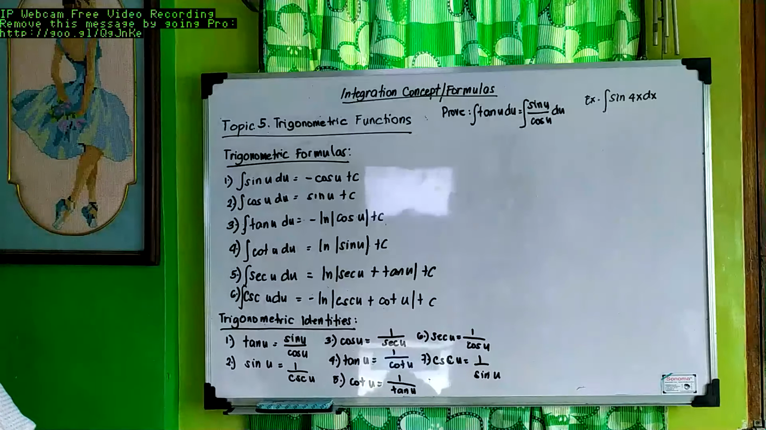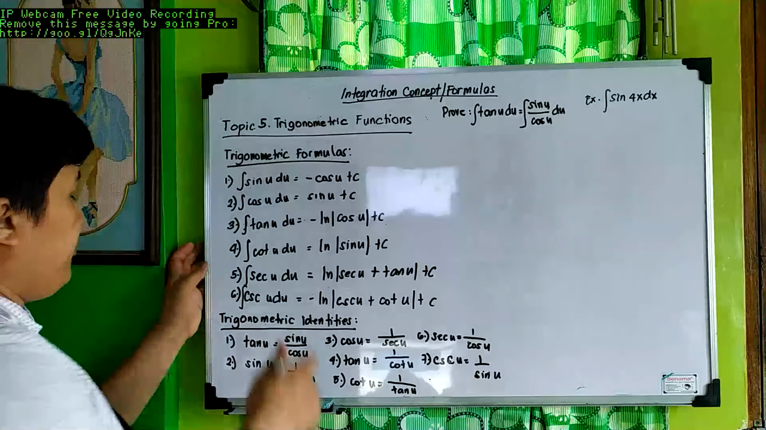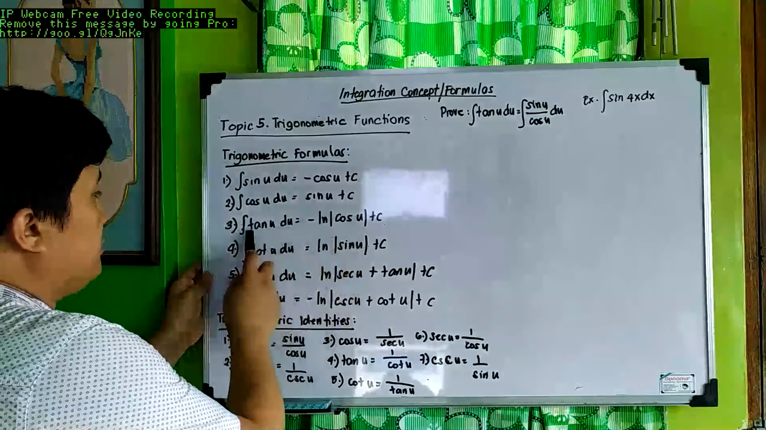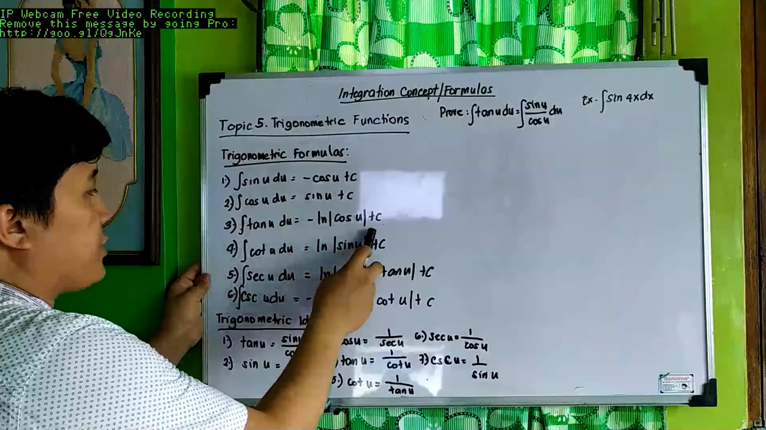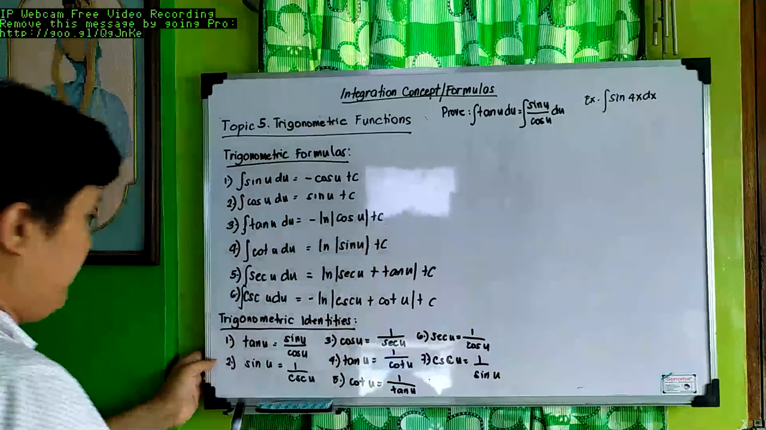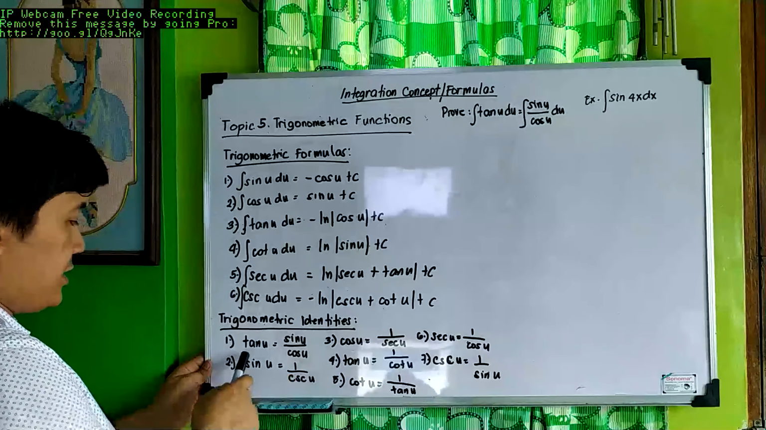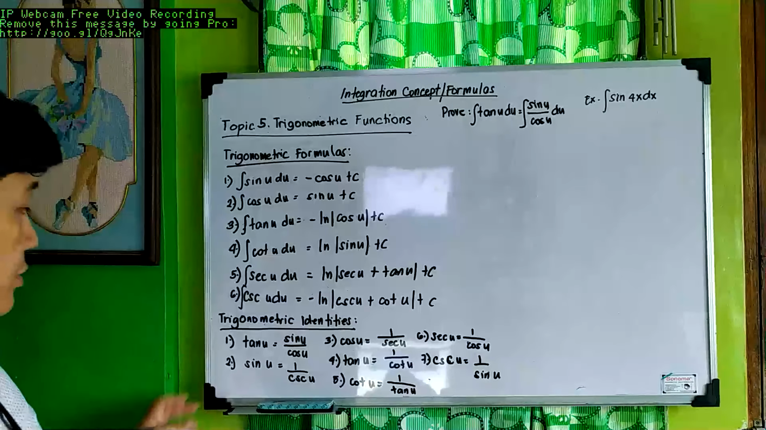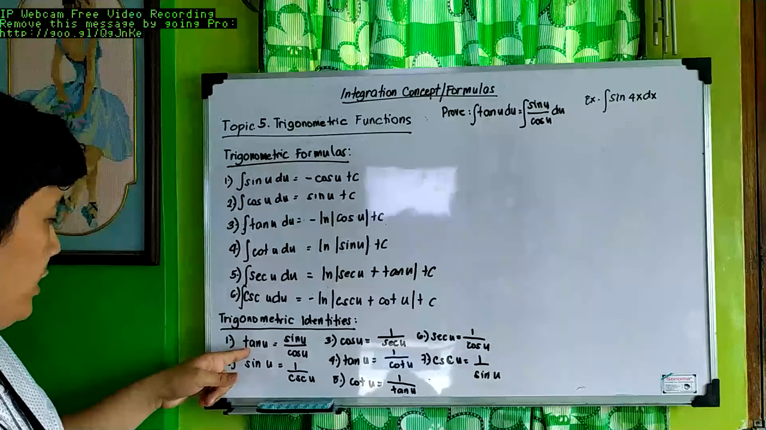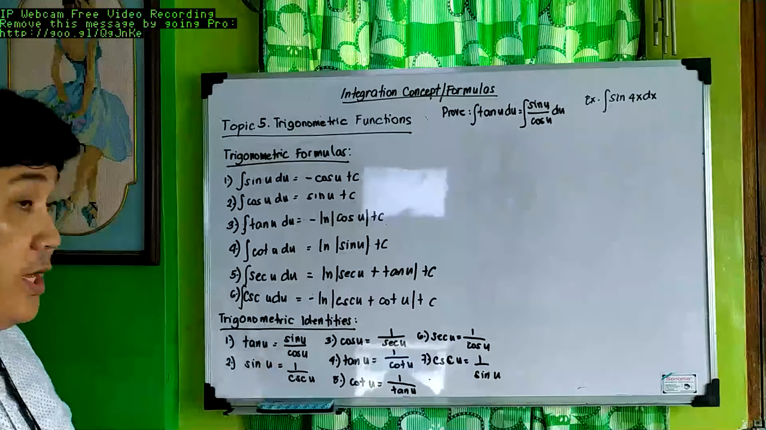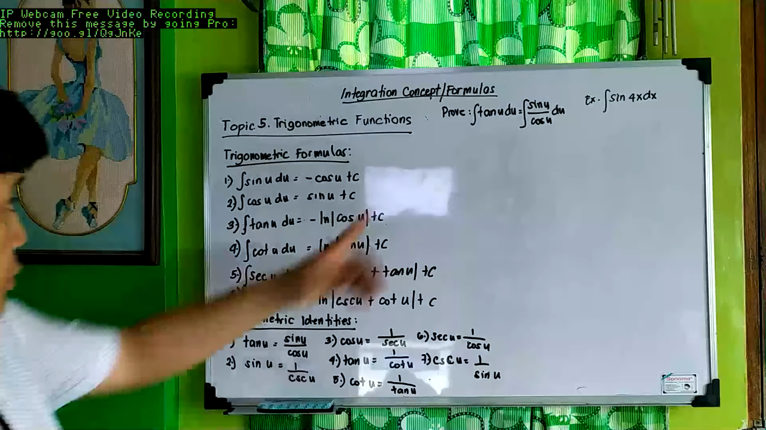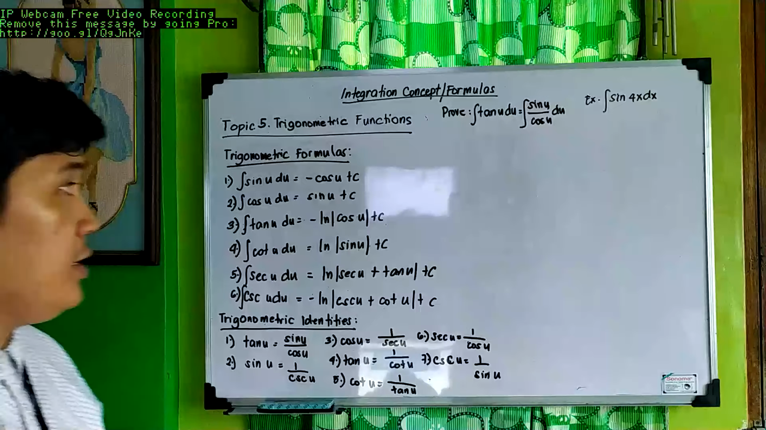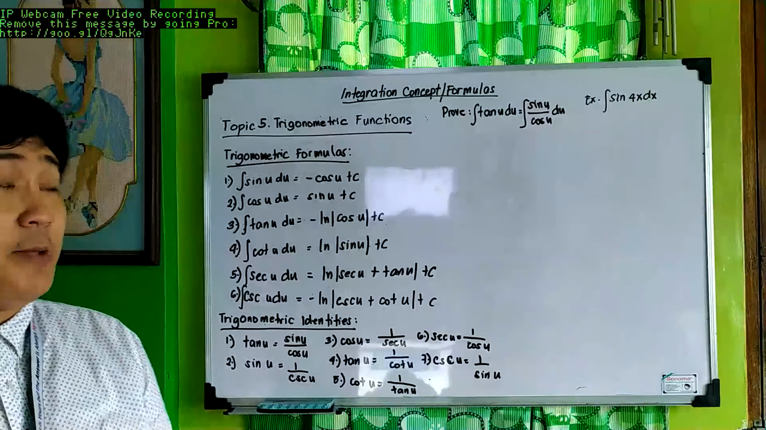So let's try first. We know that the integral of tangent u is equal to negative ln cosine u, and that's proven with the trigonometric identities: tangent u is equal to sine u over cosine u, right? It tells us that these two are equal. So what if we put both integrals on the two? Will they have the same answer?